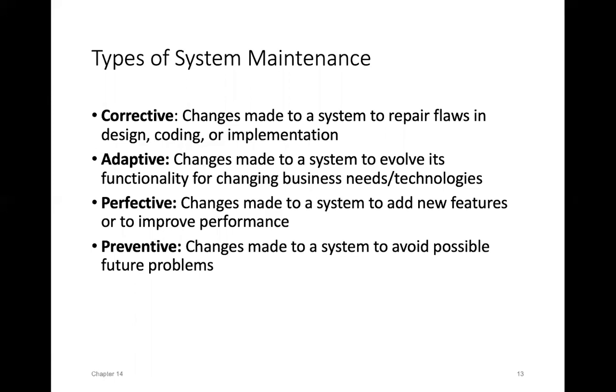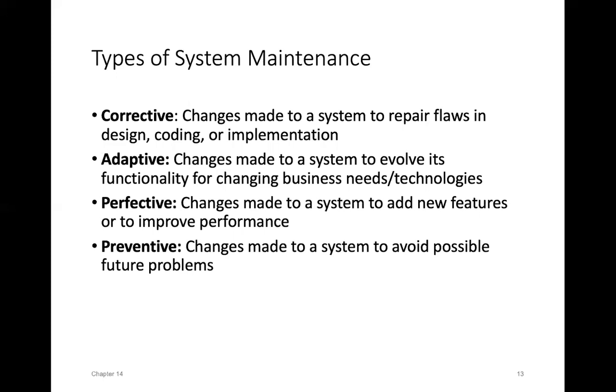Adaptive, we're evolving the functionality for changing business needs or technologies. So something we weren't able to capture earlier on when we were designing and planning and analyzing the system, we now need to make changes because we've come up with something new. Perfective, changes made to a system to add new features or to improve performance. And then preventive, changes made to a system to avoid possible future problems. So we can therefore perform several types of maintenance on an information system, i.e. fixing and or enhancing it.